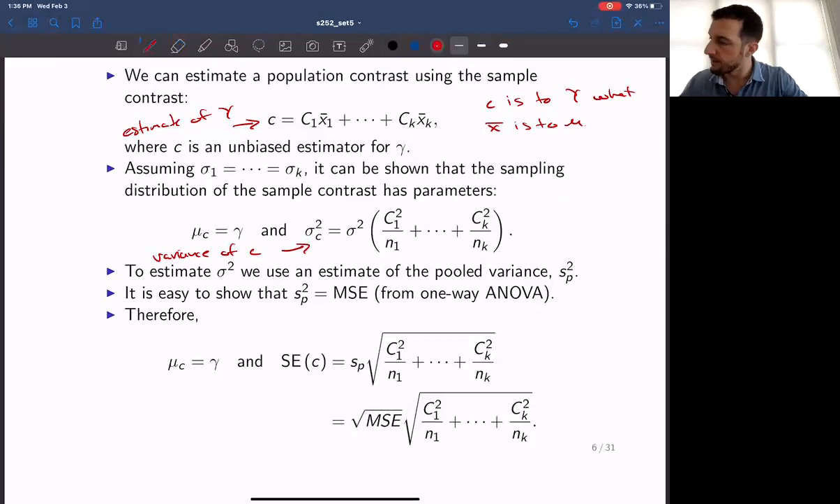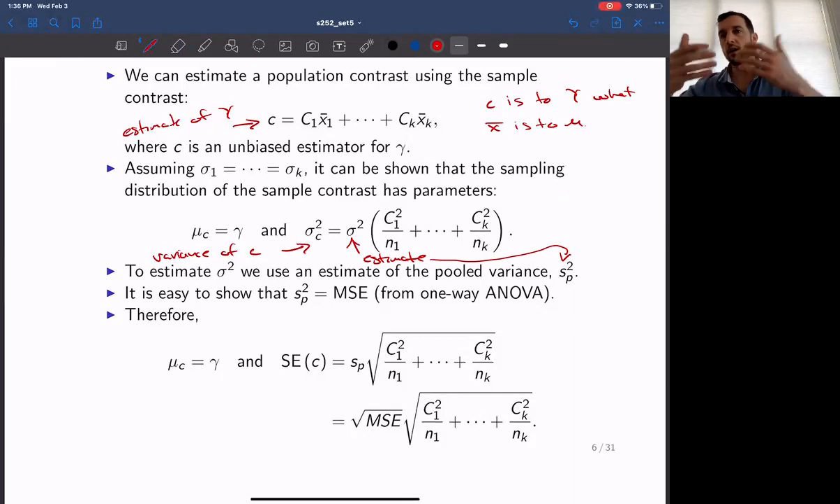To estimate sigma squared, I actually write that below. We use what is called a pooled variance estimate, SP squared. SP squared is equal to the mean squared error from the ANOVA.